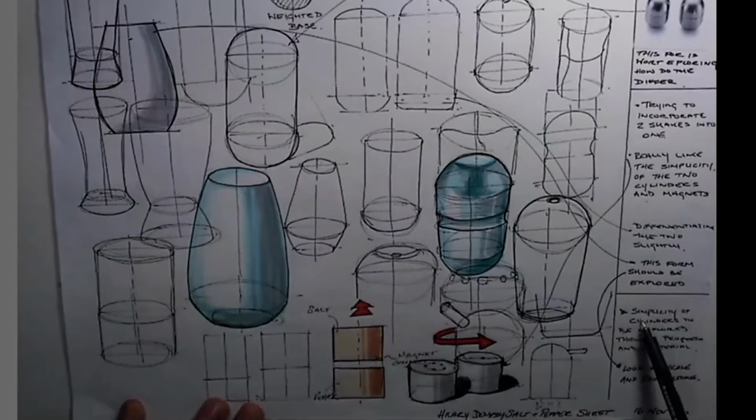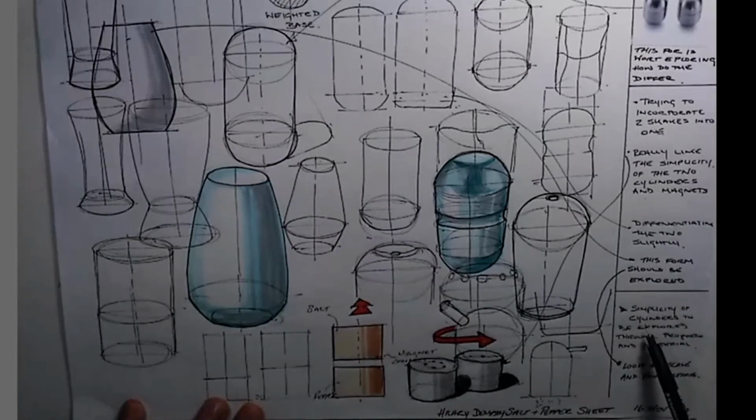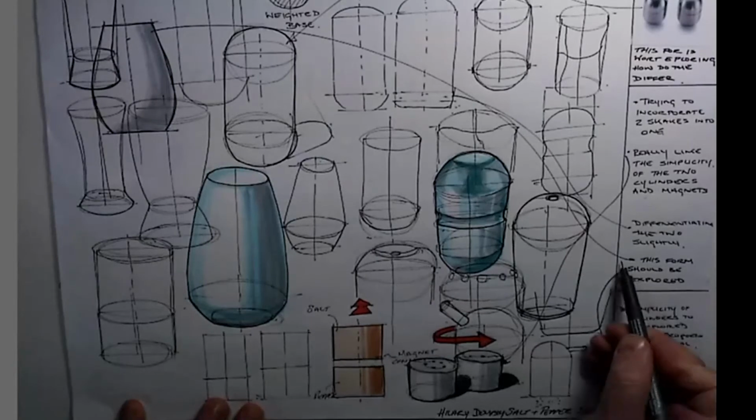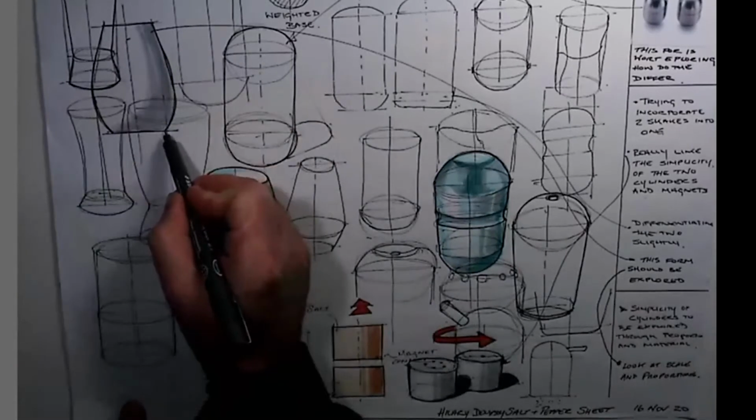So what I've written down is my actions, simplicity: cylinders to be explored through proportion and materials. And I've also said, look at scale and proportion of this. See the arrows going back up, which lead me back up to this. So basically I'm saying to myself, this could be a really, really good starting point for a new sheet to explore this a little bit more.